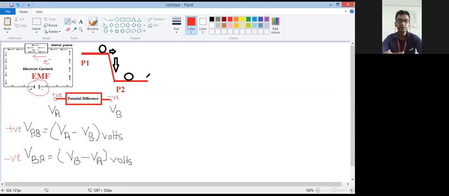Then we have seen the potential difference. Potential difference is nothing but the electric potential difference between the 2 points.